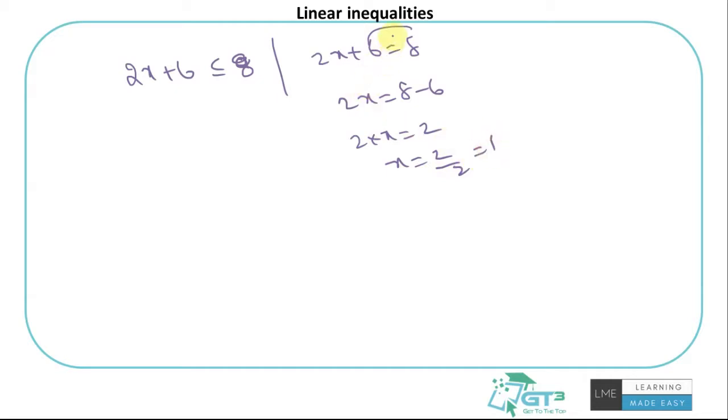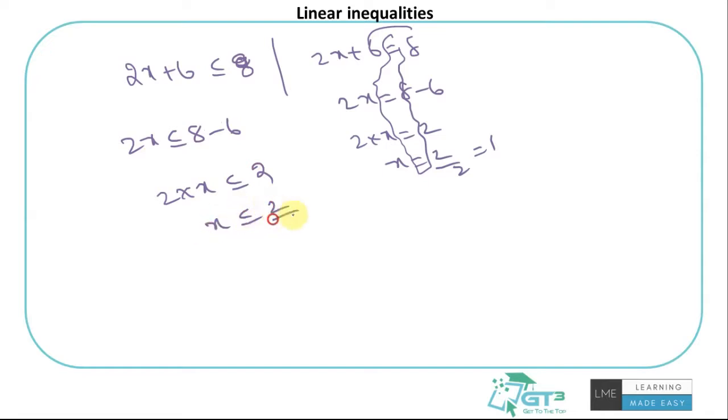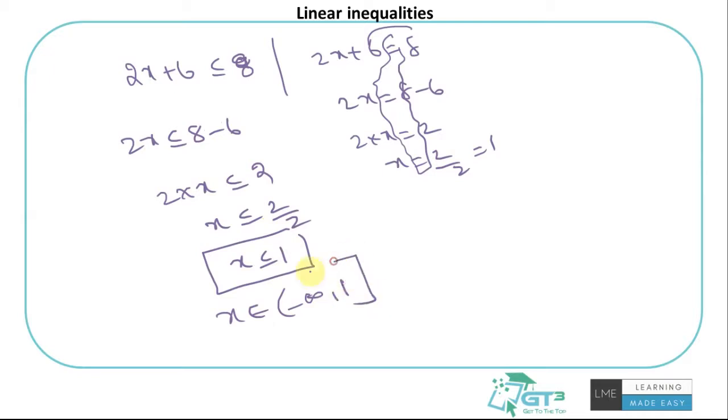Very similar. Instead of this, what will I have? 2x is less than or equal to 8 minus 6. 2 into x is less than or equal to 2. So x is less than or equal to 2 by 2. X is less than or equal to 1. Now I ended up with the answer being x is less than or equal to 1. That means x belongs to minus infinity to 1 with the square bracket because equal to is there. X can be 1 also, right? That is how you solve the inequality with one variable.